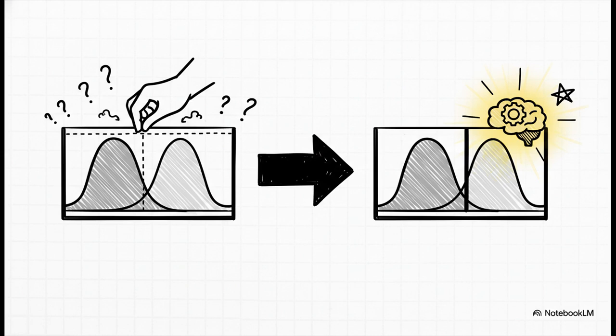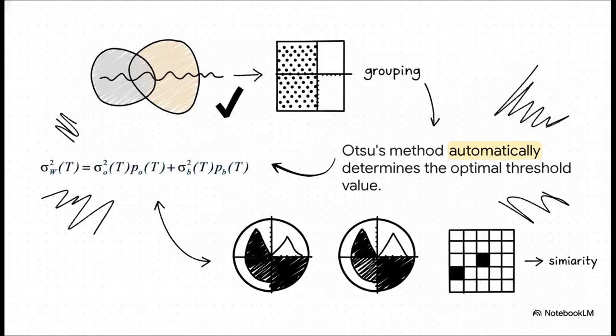What if there was a method that could just look at an image and find the single, mathematically perfect dividing line between the stuff you care about and the background, all on its own? Okay, now, don't let this formula scare you. The idea behind Otsu's method is pure genius. Instead of us trying to guess a threshold, it looks at a histogram of all the pixel brightness levels in the whole image. And then it automatically finds the perfect dividing line.